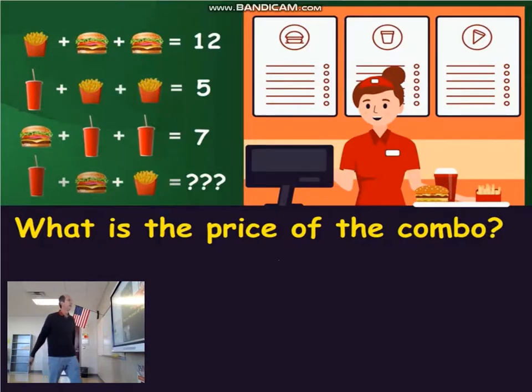Welcome back! The puzzle today is in a fast food restaurant. We are here ordering some meals, and the question is, what is the price of the combo? We have the price of the combination of a series of items, and by combining and solving them, you can find the price of the combo. Try and see if you can figure it out, and we will check the solution at the end of the lesson.